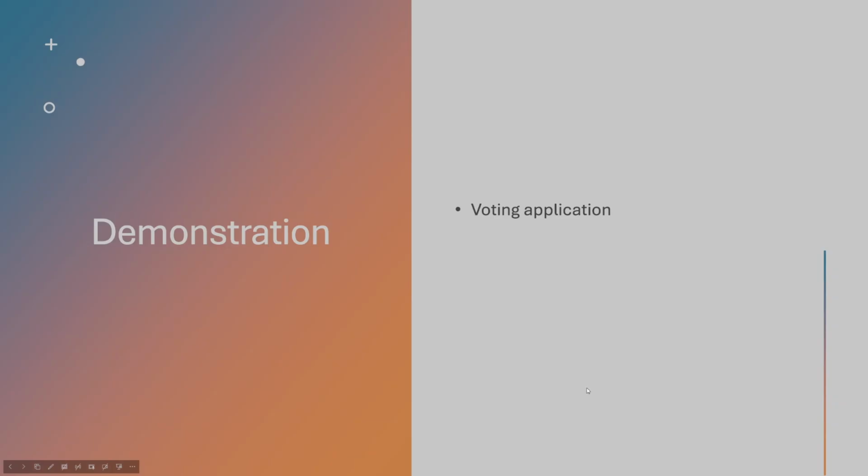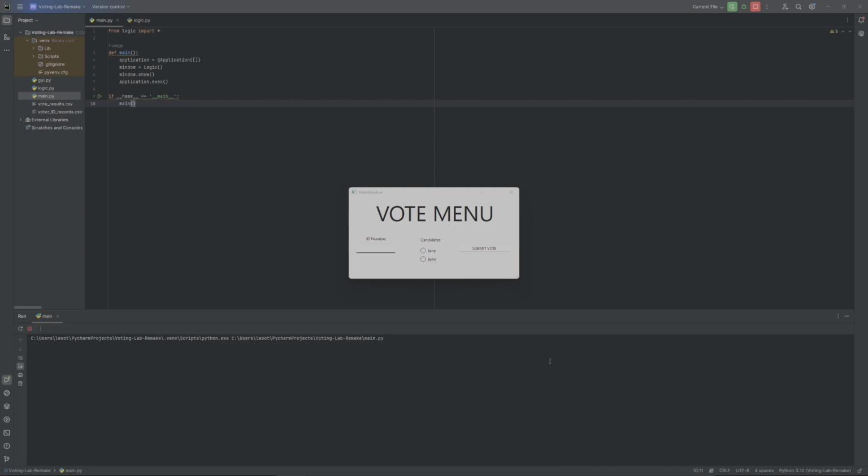Now for the demonstration. So with the vote menu, it works by taking an 8-digit integer ID number as well as a selection of one of these two radio buttons, and submitting will save this selection to two different CSV files, one for the total of the votes and one for keeping records of the ID numbers and what those IDs voted for.